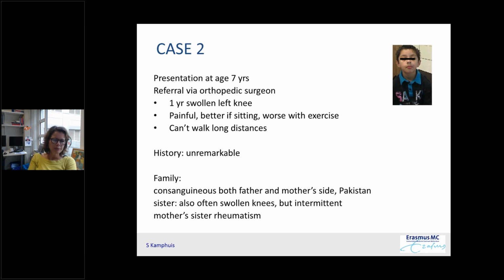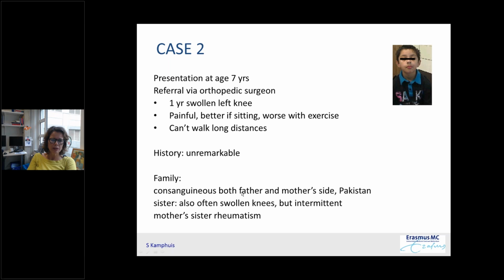However, it didn't disappear. And the reason for referral now was that it actually got a bit painful. When he was sitting, it wasn't, but it was when he was doing exercise. So during the year, it did get a bit painful. And also, a reason why they really felt that something needed to be done is that the walking was not as good as it used to be. His previous history was actually unremarkable. I didn't see any abnormalities in any other organ system. But what was remarkable was his family history.